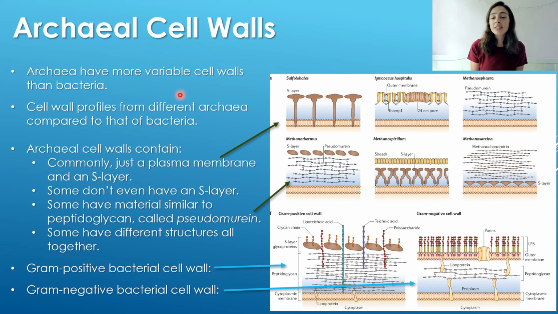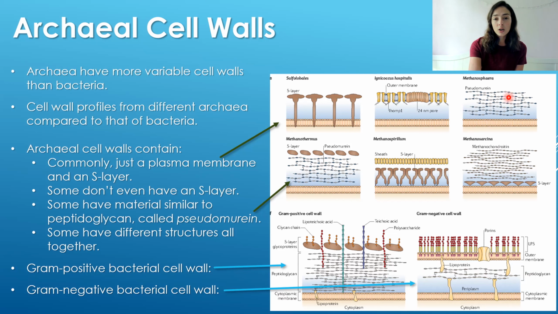Now let's move on to archaeal cell walls. Archaea have more variable cell wall structures than bacteria. As we can see, we have the two main bacterial cell wall types shown down here again, and this is gram-positive with the large peptidoglycan layer and the cytoplasmic membrane, and then we have the gram-negative with the inner membrane, the outer membrane, and the peptidoglycan in between in the periplasm, which I didn't mention before, but basically it's this part of the gram-negative bacteria that is in between the two membranes, and within the periplasm lies the peptidoglycan of gram-negative bacteria.